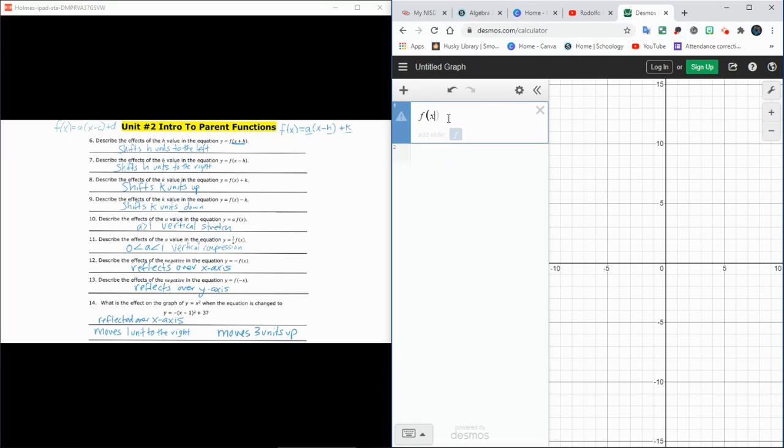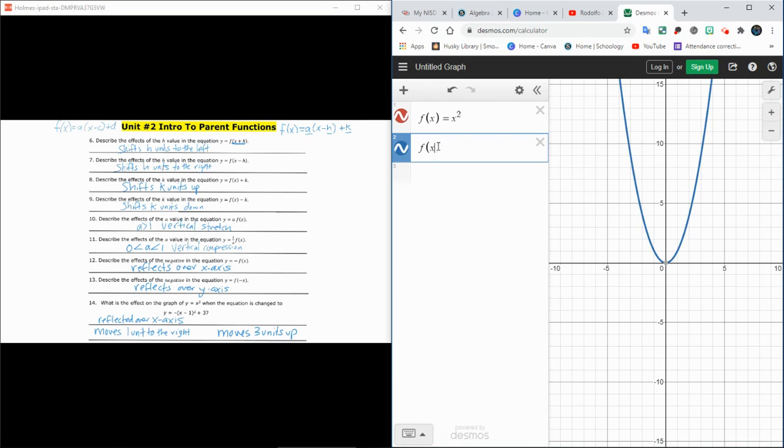So I'm comparing it to this function. Okay, this is my parent function, the x squared. Now, when I start putting a negative in front, notice how the negative flips it over the x-axis. Now I'm going to add the minus 1 inside the parentheses. Minus 1. Notice how it now moves 1 unit to the right. This vertex got moved. It moved over 1.